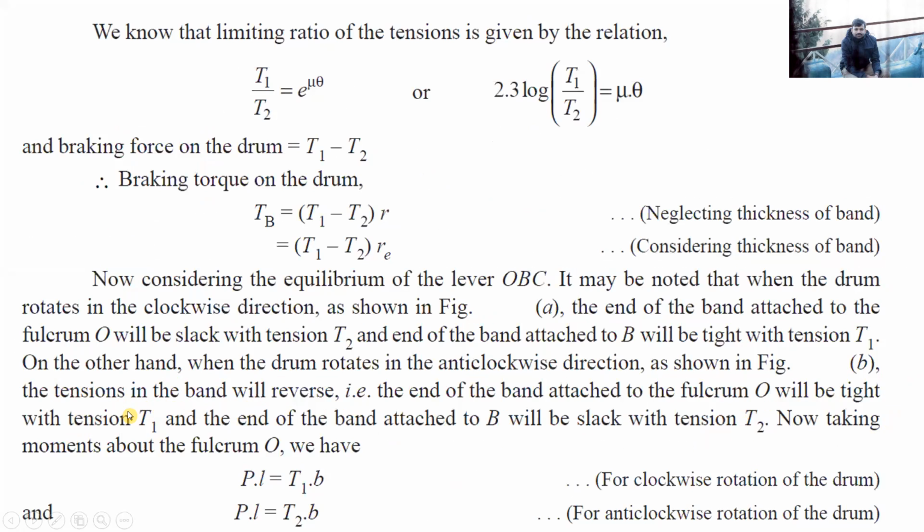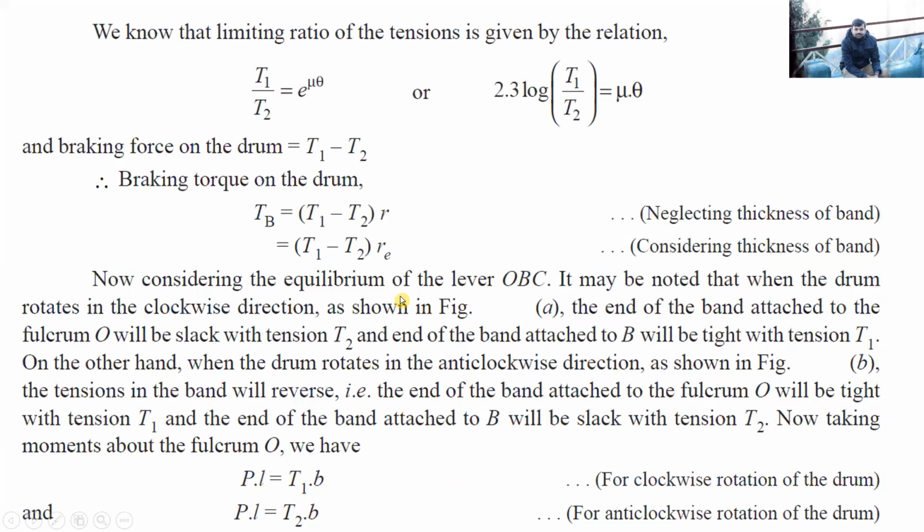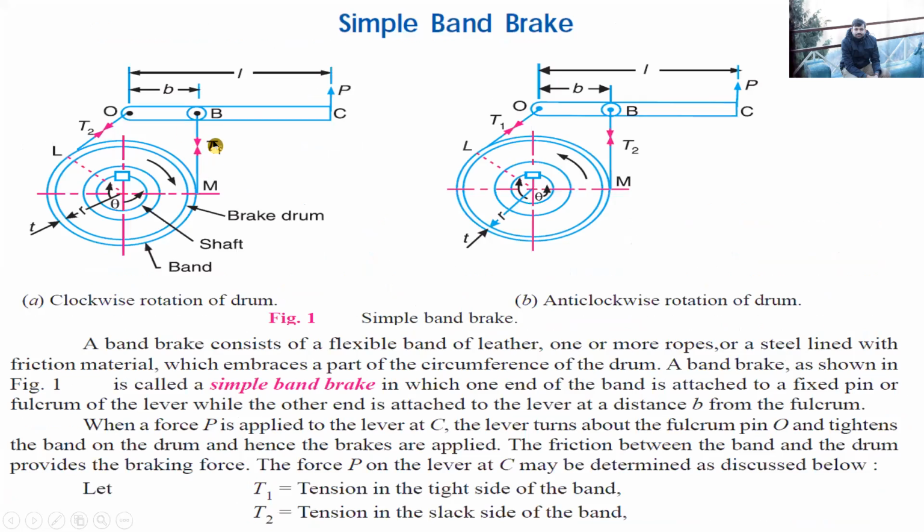And when rotating in anti-clockwise direction, as shown in figure B, the tension in the band will be reversed. That is, the end of the band attached to the fulcrum O will be tight with tension T1 and the other end will be slack with tension T2. Now taking moment about this fulcrum O, P into L is acting in upward direction and T1 is acting in downward direction. T2 will not be producing any moment because it is passing through the fulcrum point.